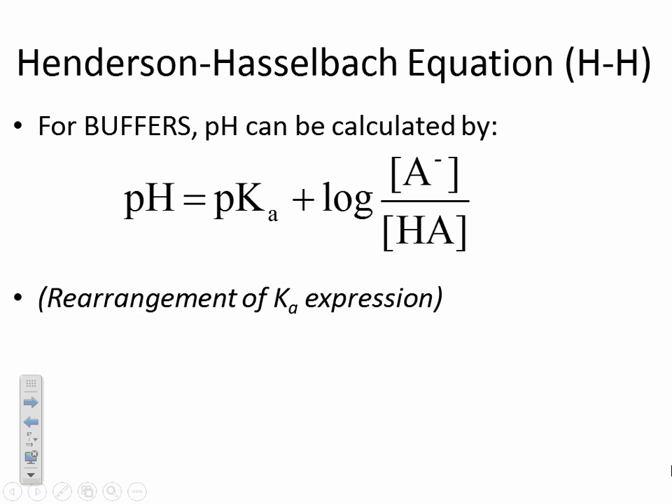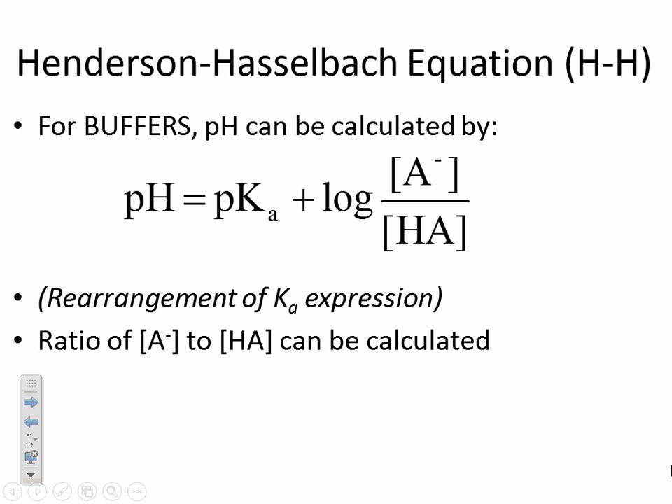The Henderson-Hasselbalch equation just straight up comes from a rearrangement of the Ka expression. That's really all it comes from. If you take the Ka expression, rearrange it a little bit, and start taking negative logs of things, because you've got pH and pKa, which is just the negative log of H plus and the negative log of Ka. That's really all. So this comes directly from the equilibrium expression.